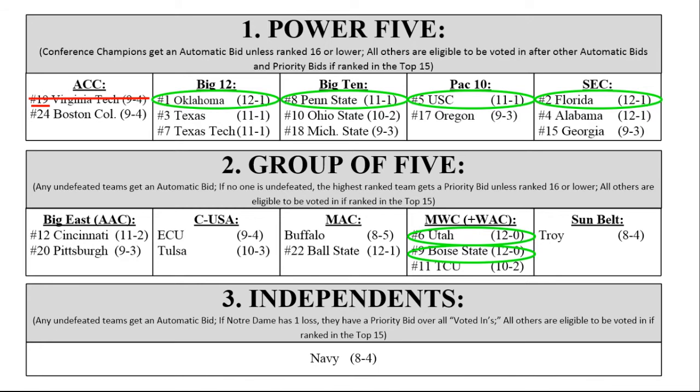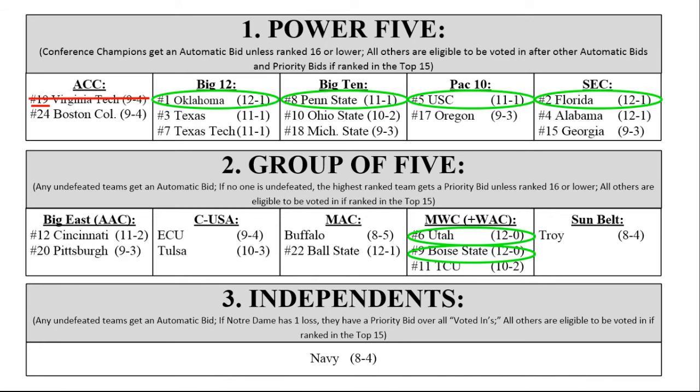So we only have 6 teams now, so then we move on to priority bids. Remember, priority bids do not apply to Power 5 teams. And since we already have 2 undefeated Group of 5 teams, they don't apply to the Group of 5 this season. And Notre Dame does not have 1 loss, so there is no priority bid for the independents either. Shout out to Navy, roll goats. We still have 6 teams.